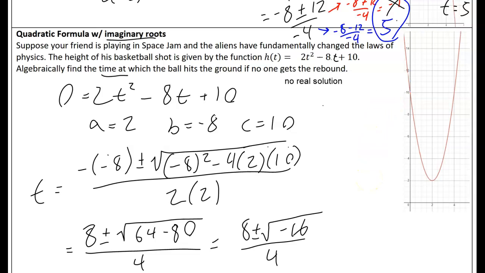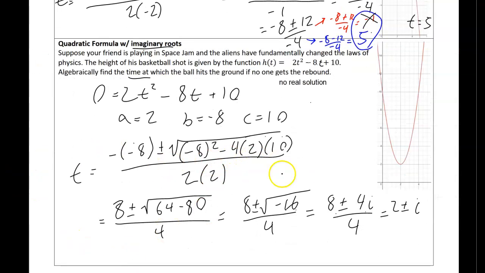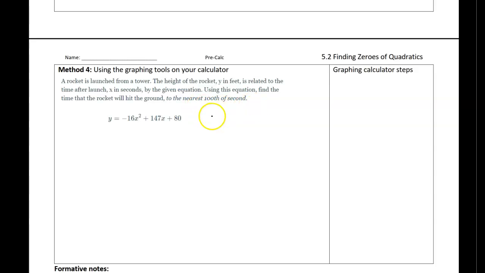However, the solution to our equation, the square root of 16 is 4. We're going to write this as 8 plus or minus 4i over 4. And notice these are both divisible by 4, so I'll get 2 plus or minus i. So I divided the 4 out of both terms. So that's a case that we can run into, and it happens right when we get a negative inside that root. The last problem we're going to consider here is a slightly different problem.